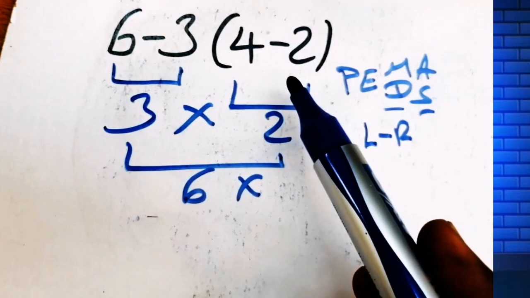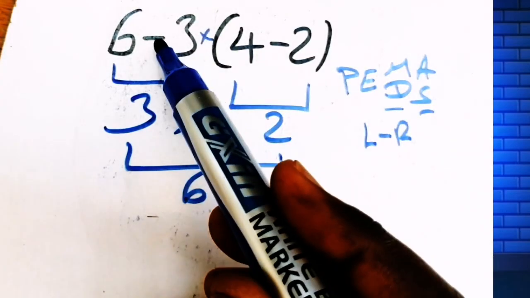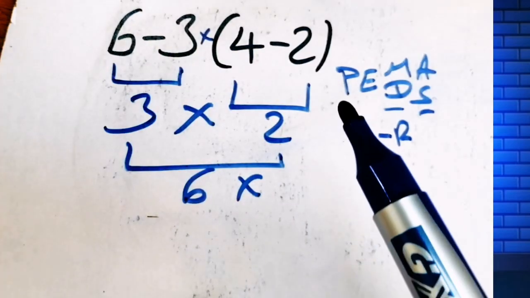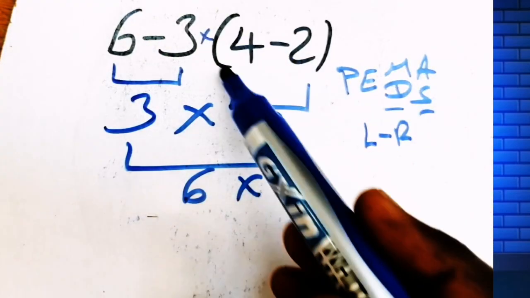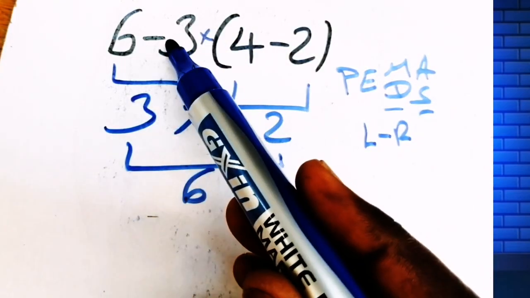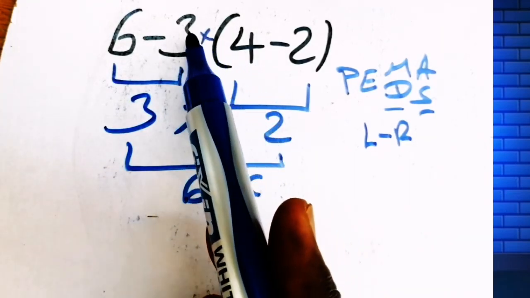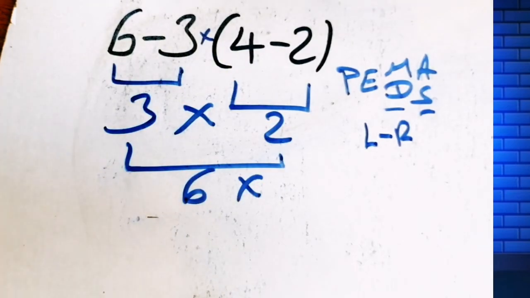In this expression, there is one parenthesis, and here multiplication, and here subtraction. Okay. Therefore, according to PEMDAS, first we have to do this parenthesis. Next, this multiplication, and finally this subtraction. If we do this subtraction before this parenthesis or this multiplication, it is wrong. Okay.